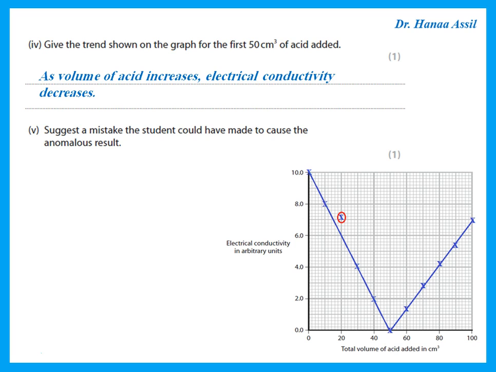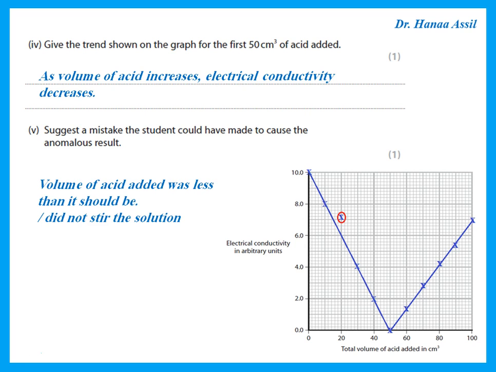Then he says, suggest a mistake the student could have made to cause this anomalous result. So this result that is far from the line, what mistake do you think the student could have made? Well, he probably added less than what he should. So at that point, he was supposed to add 20 cm³ of acid. He probably added less, and that's why his answer is not on the line. Or he did not stir the solution properly.